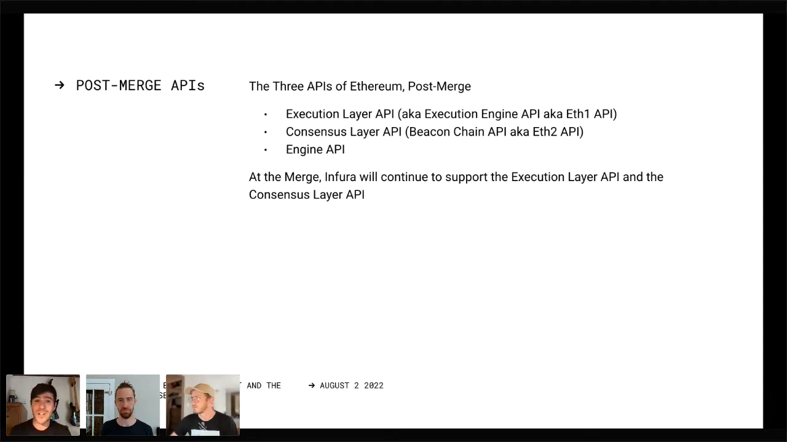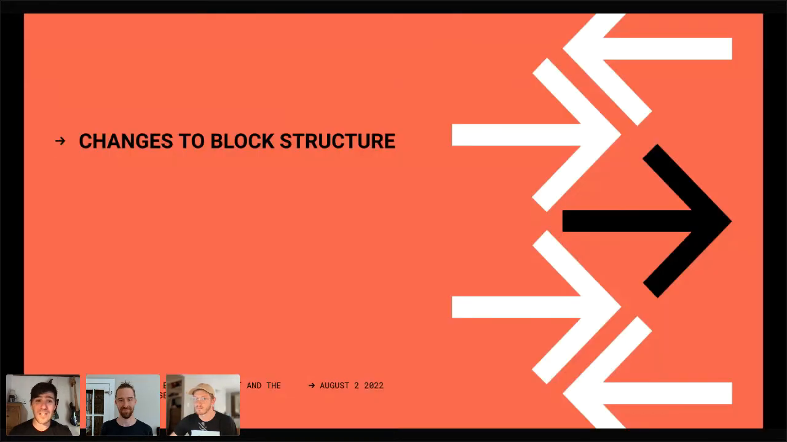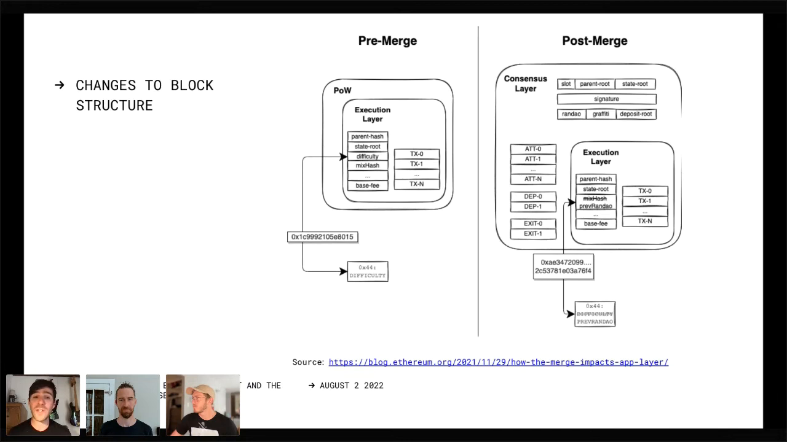So we're actually going to talk about some setups today. And so before we do that, just a quick overview of changes to block structure. This is a high-level overview, and we'll go more in depth on the 16th. But once the merge occurs, blocks are going to look different than they do today. Pre-merge, we can see how the block structure of the execution layer looks, but post-merge, it's essentially subsumed by the consensus layer. And those changes that we previously mentioned are going to take place.